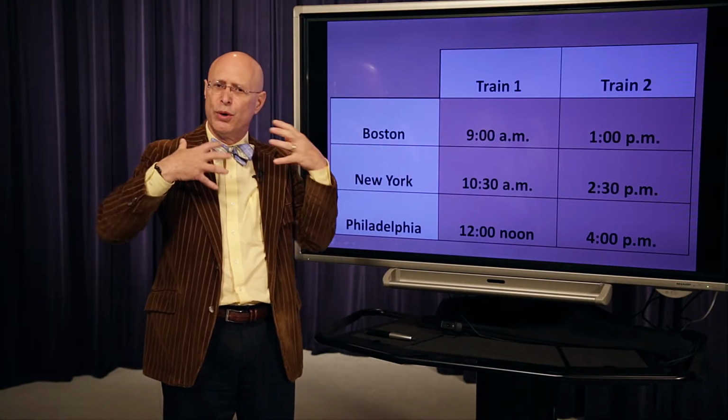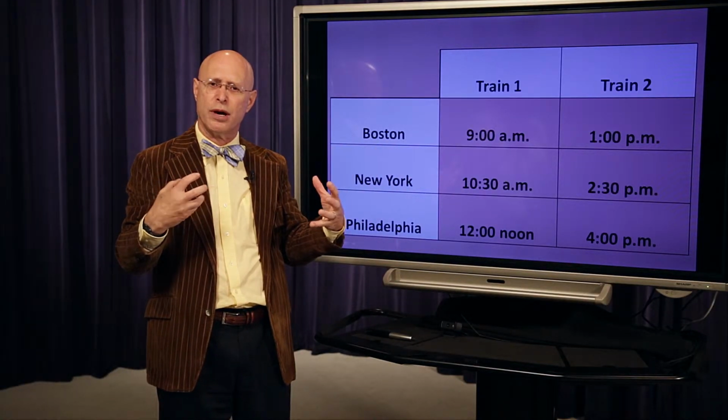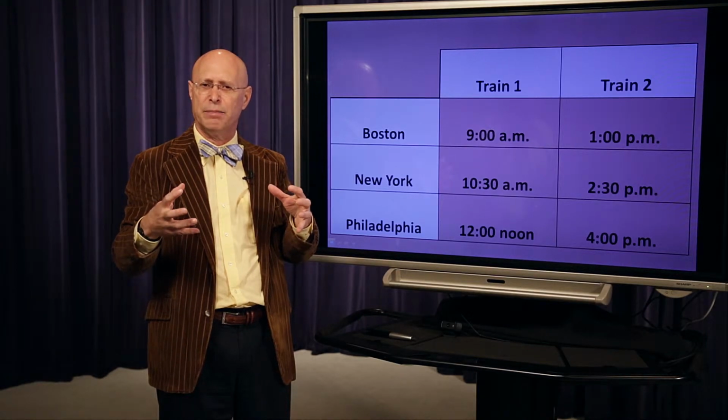So, put those ideas to work when you create tables, and people are going to be able to get the information from them quickly and efficiently. That's what they want from you.